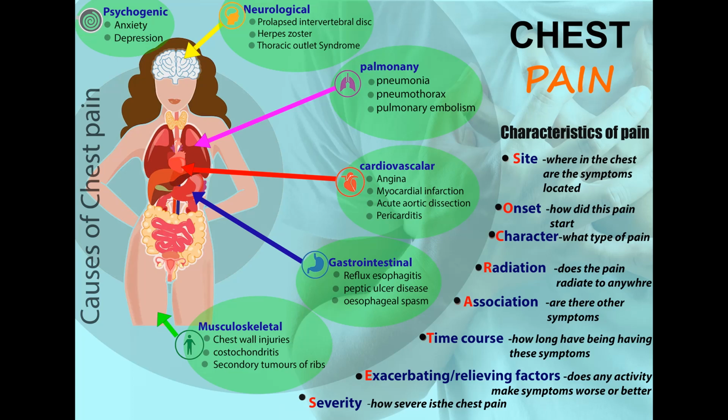Lastly, psychogenic chest pain can occur due to conditions like anxiety and depression. The patient may present with a non-specific site of pain and variable severity and character of pain, which may be associated with other symptoms of anxiety and depression. So these are the causes of chest pain and their categories.